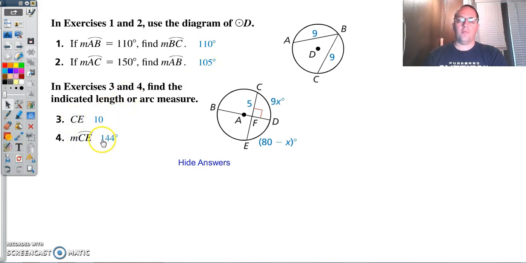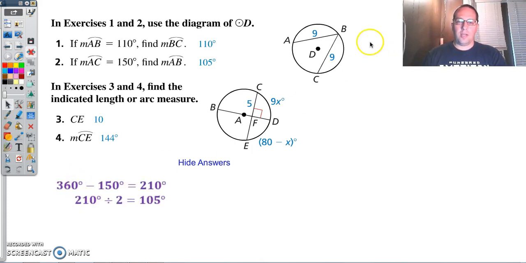Number 4, you got 144. So hopefully that's what you got. If not, we'll work them out. We're going to work out 2, 3, and 4 real quick. So number 2, we have 360 degrees for the circle. This much is 150 for AC. That leaves us 210 degrees for arc ABC. And since the chords are congruent, the arcs are also congruent. So these are the same thing, adding up to 210. So we can divide by 2, 105.